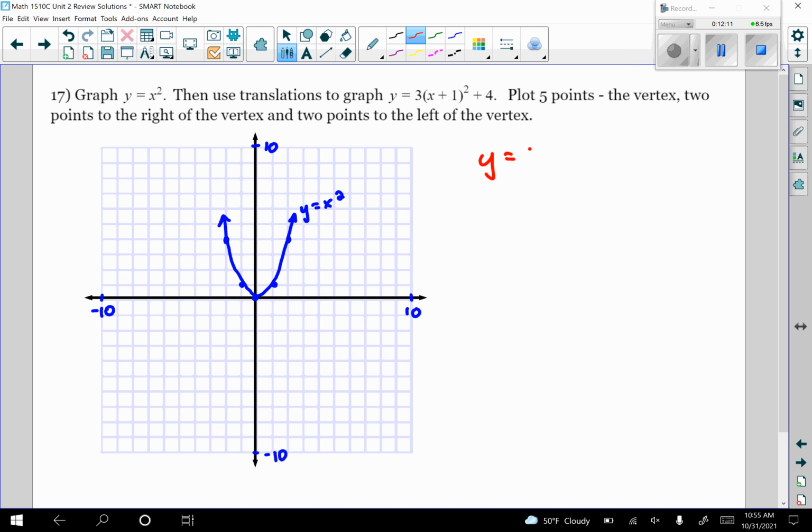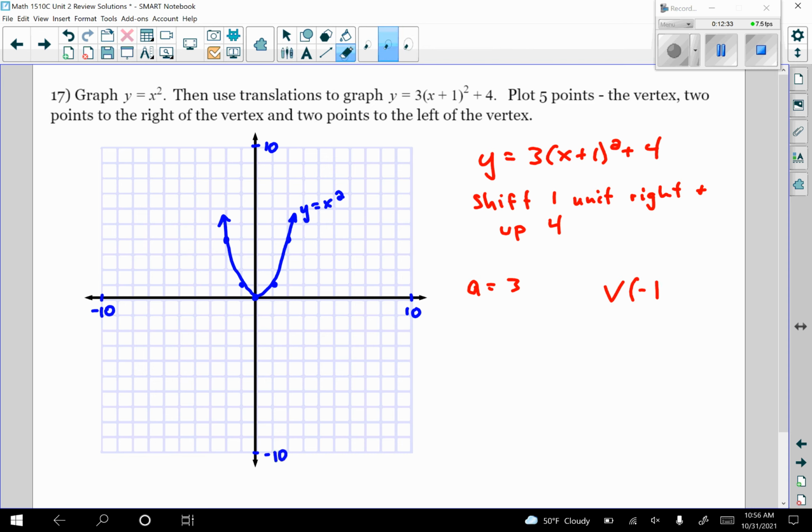So now y equals 3 times the quantity x plus 1 squared plus 4. This is going to shift 1 unit to the right and up 4. Now a is 3, so that's going to help us when we go to count. So now my vertex is at negative 1. I'm sorry, not 1 unit to the right, 1 unit to the left. And up 4. So our vertex is negative 1, 4.